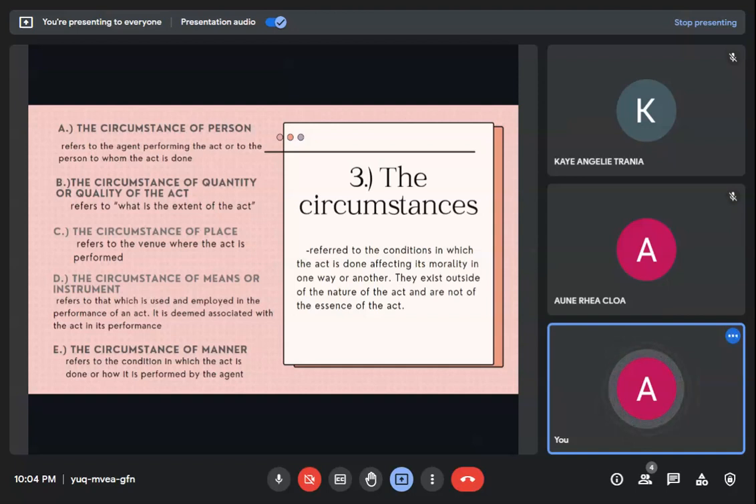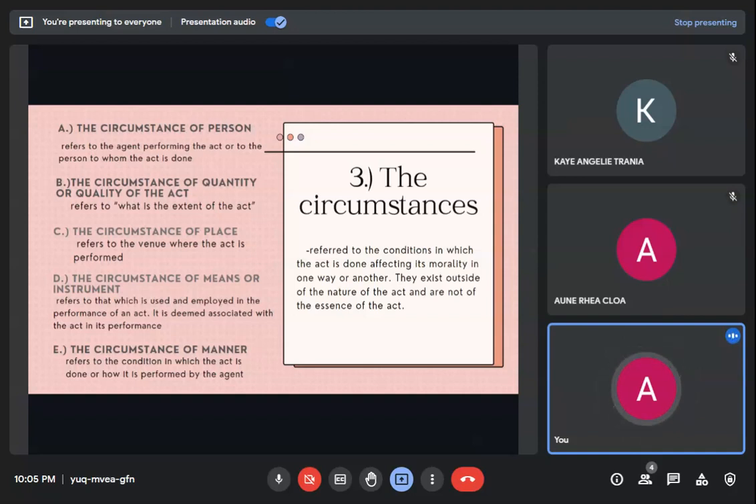The third one is the circumstance of the place, which refers to the venue or where the act is performed. The fourth one is the circumstance of means or the instrument, which refers to what is used and employed in the performance of an act. It is deemed associated with the act in its performance, like what instrument was used in doing that act.